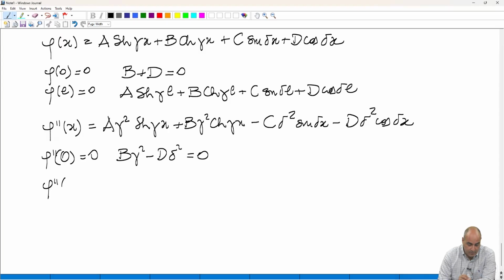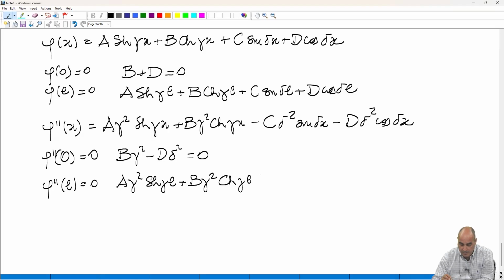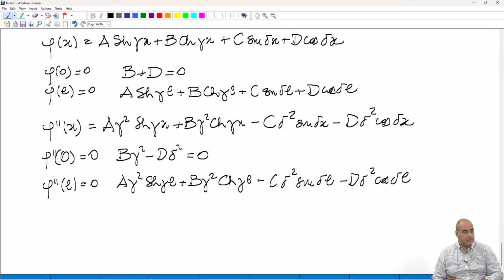And then we have the second derivative in L, which will be a gamma square hyperbolic sinus of gamma L plus b gamma square hyperbolic cosinus of gamma L minus c delta square sinus delta L minus d delta square cosinus delta L.